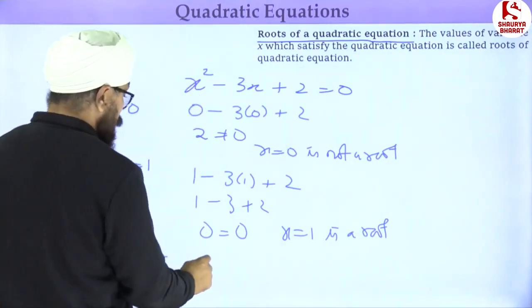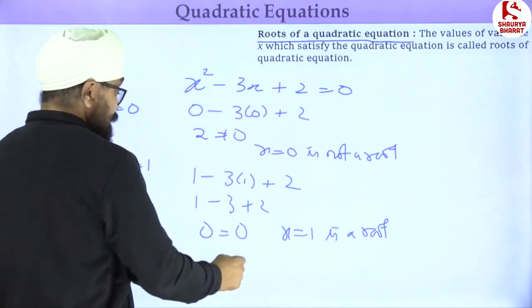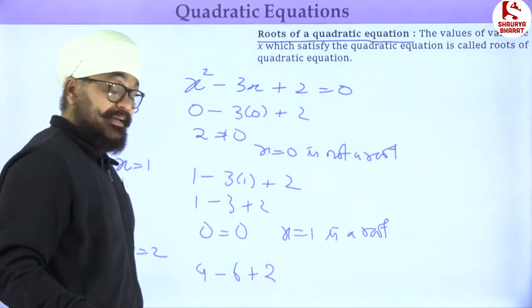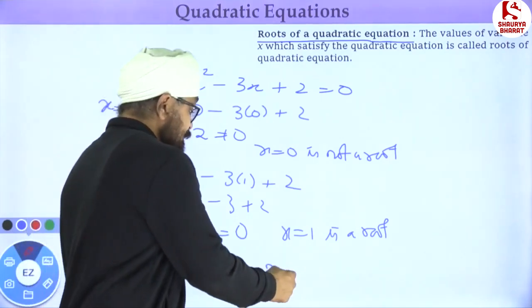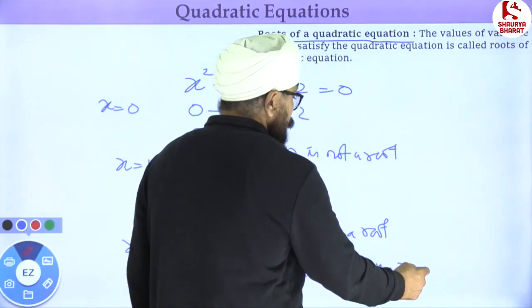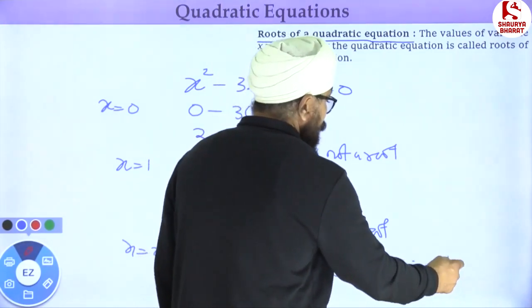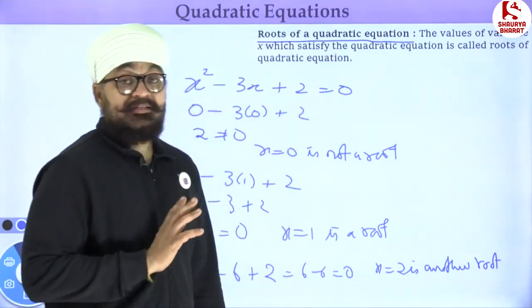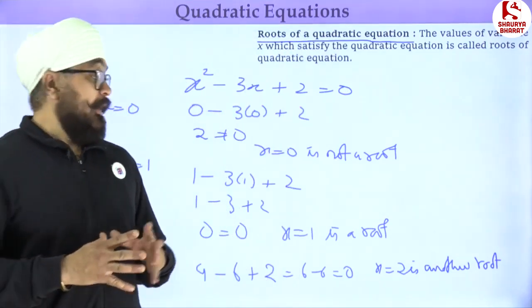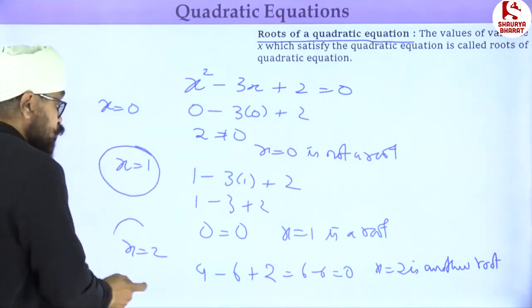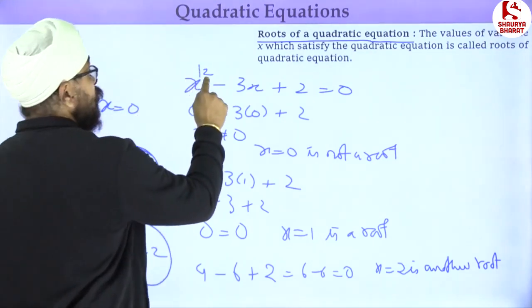I am going to get 2 square, which is 4, and 2 3s are 6, and 2. Now here you can say we are having 4 and 2, 6, 6 minus 6 is 0. So x is equal to 2 is another root. So that means for a quadratic equation, now this is a challenge also, we cannot have more than 2 because that depends on the power.